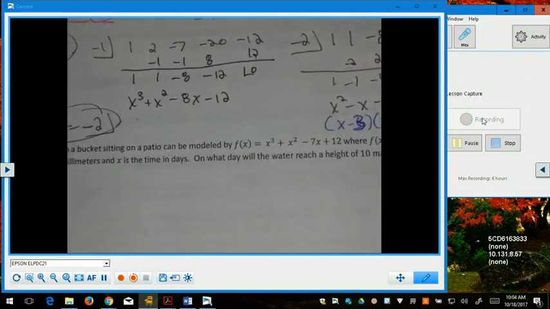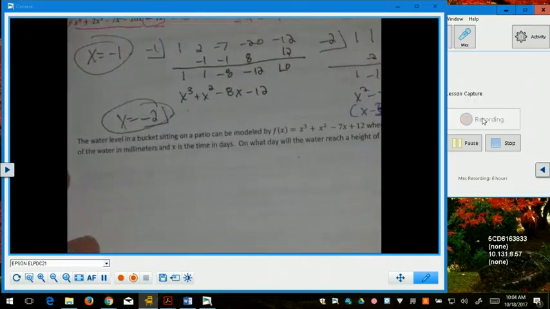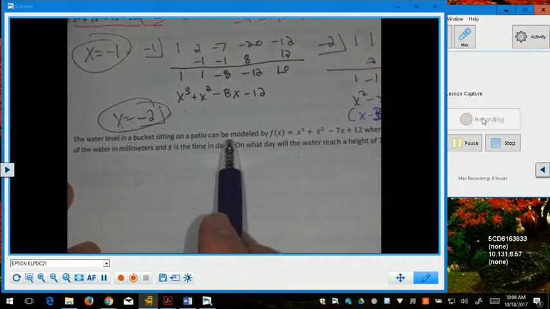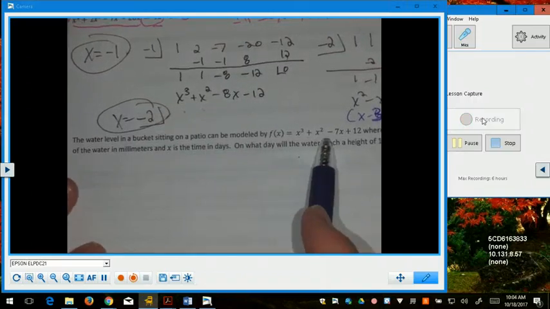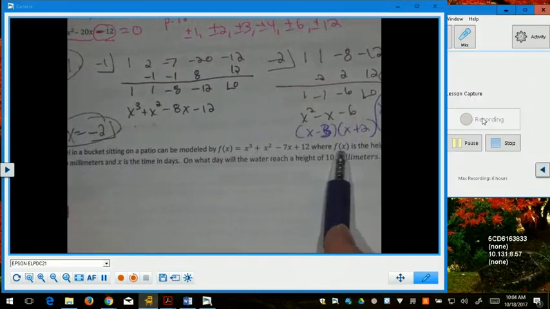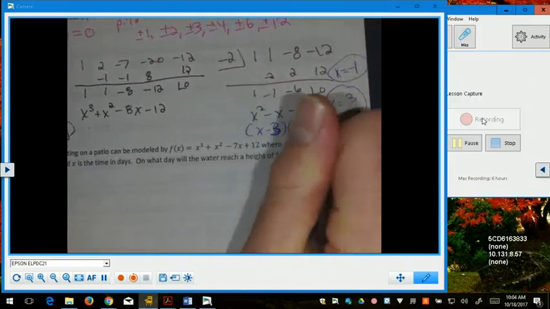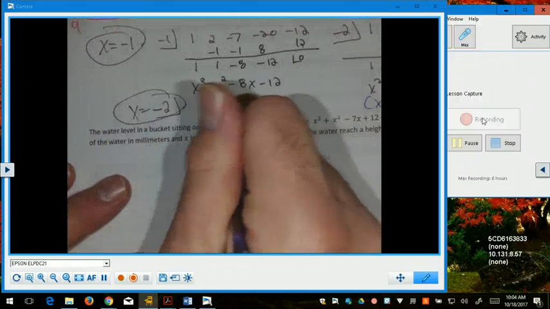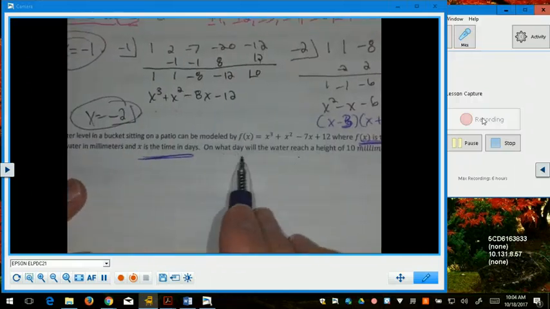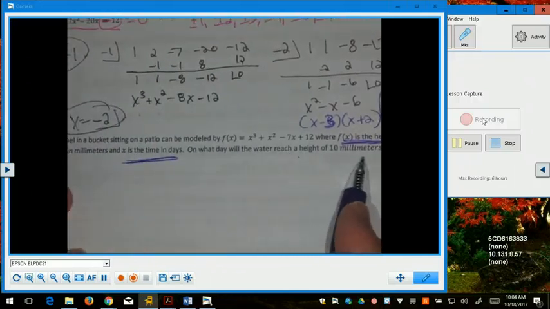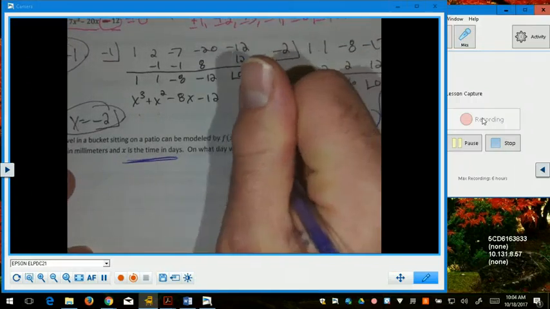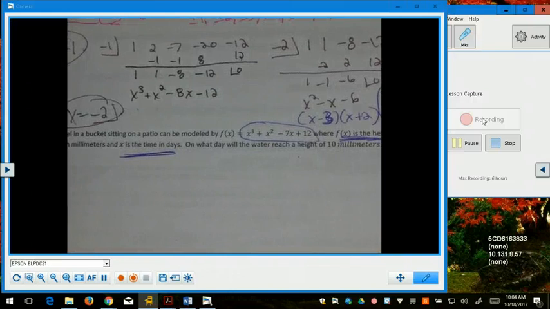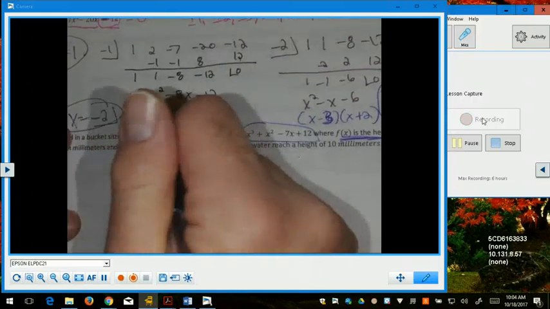All right, our application problem. This says the water level in a bucket sitting on a patio can be modeled by this cubic equation where f of x is the height of water in millimeters, and x is the time in days. On what day will the water reach a height of 10 millimeters? So what am I going to do with this equation? Should I plug 10 in or set it equal to 10? Equal to 10.